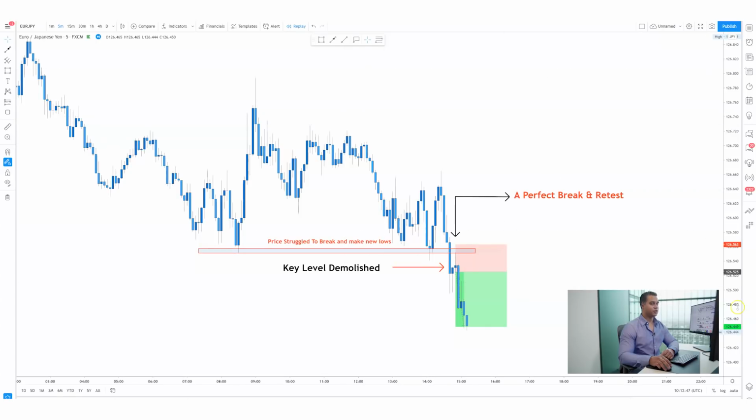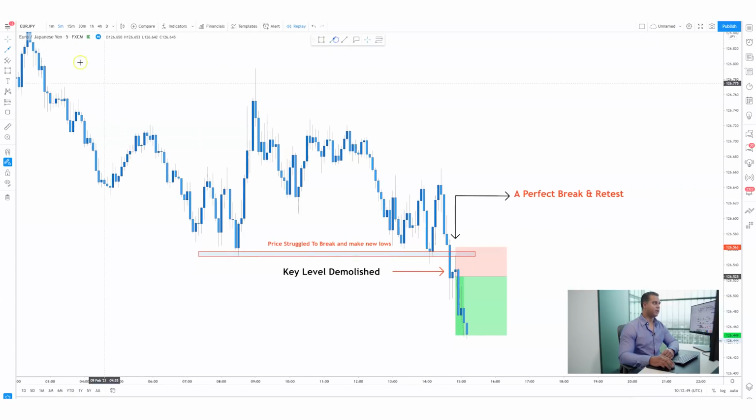Trade number 4 is on EURJPY. Now take a look at over here. The market was trending down, right? Then we can see that the market started to enter into a consolidation. So anything in this area is price trapped in an area. Price, as you clearly see here, struggled to break and make new lows. And then eventually the price demolished this level with this strong bearish candle to the downside.